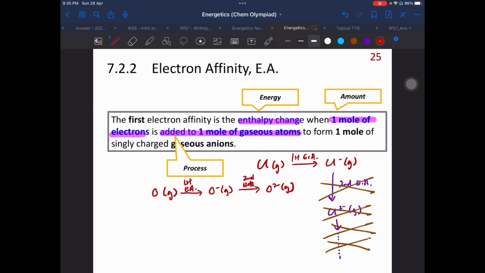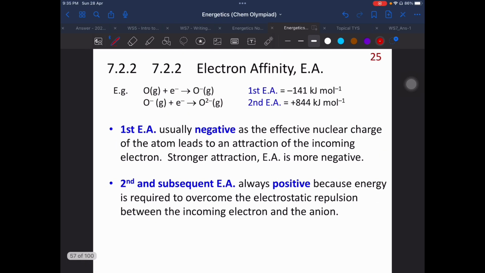So these are just some important concepts to understand about how it plays a part in helping us understand that actually whatever we learn now about ions, right? Actually, there's a meaning behind why energy is involved and what kind of charges it can form. Okay, so just take note that usually the first EA will be negative.